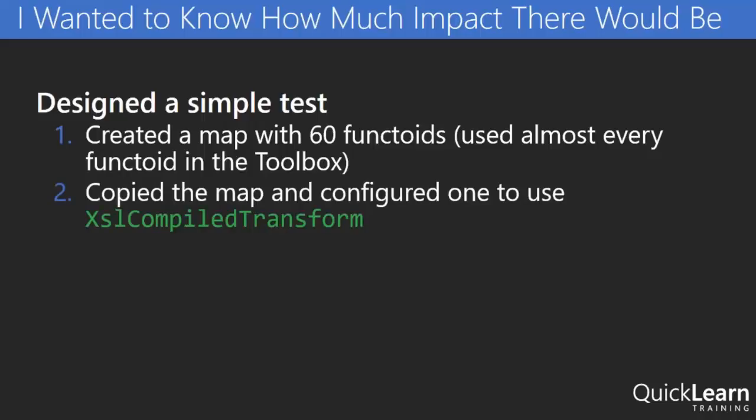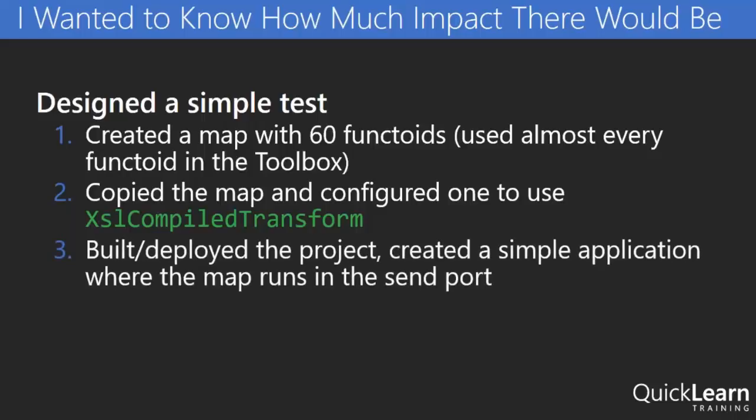And then I created a copy of that map, and I configured one to use the XslCompiledTransform, where the other uses just the regular XslTransform. From there, I built and deployed my project, and then lastly, created a BizTalk application where I'm basically just receiving the message, routing that message to a send port, and it's within that send port that I was executing the map. No orchestration or anything like that.